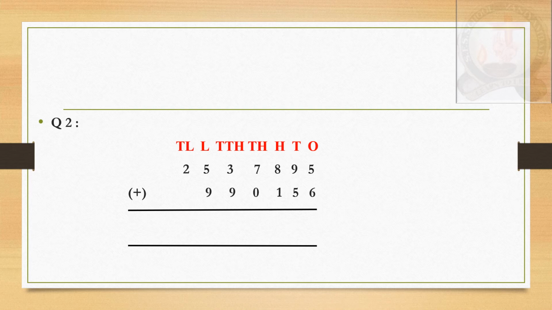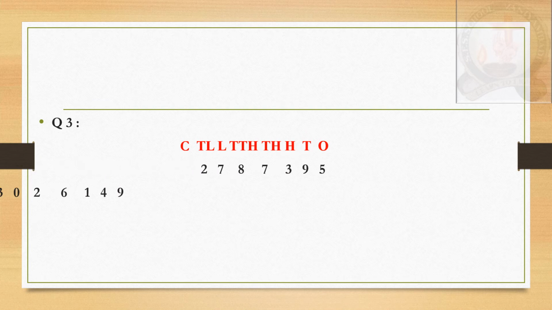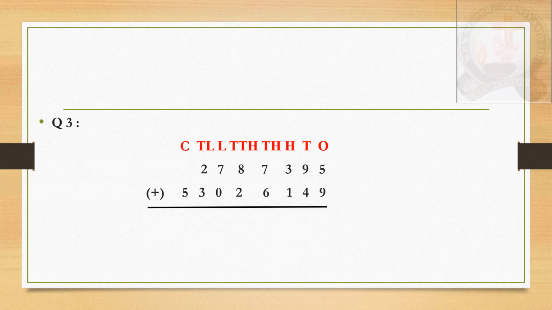So I expect all the children to take a note and copy. The next question is, first this is the given question. Now we should write the answer. Same. Shall we start, children? Now we'll start from the ones digit onwards. 5 plus 9 is 14. For 14, write 4 and carry 1.